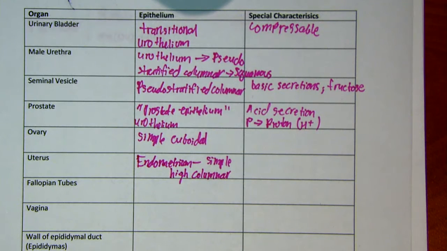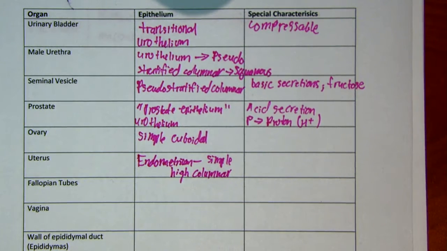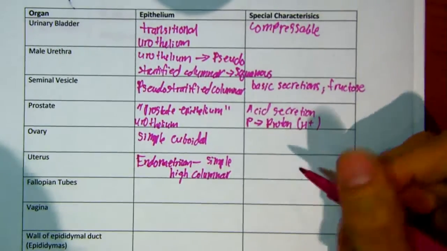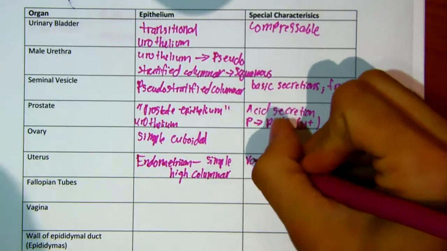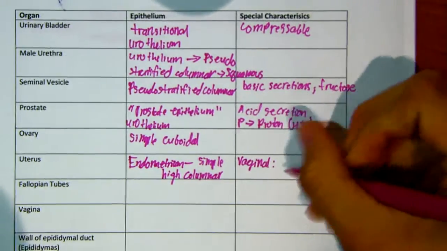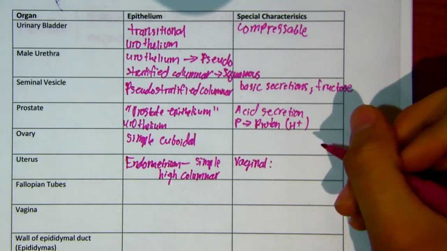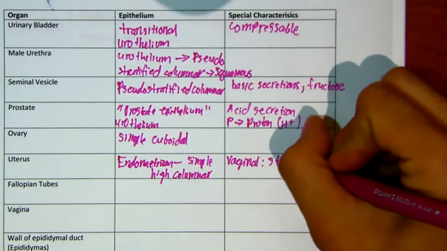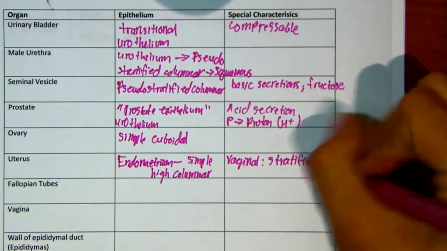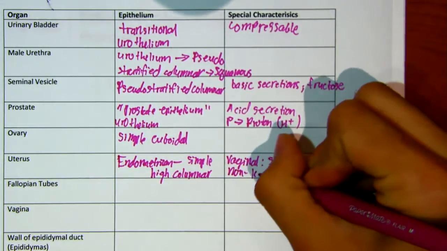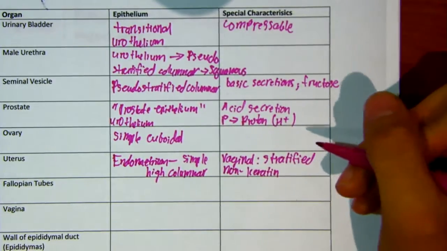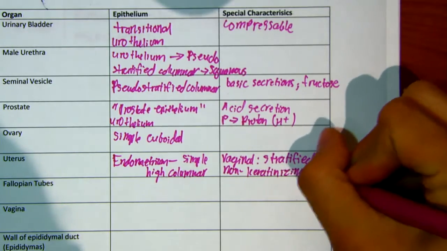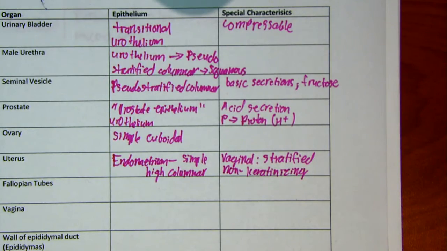All right, so the fallopian tubes. Okay, I'm just going to move that over here. I ran out of space. So, the vaginal portion. Good. So, stratified, non-keratinizing epithelium. This was similar to epithelium in what other organ? Yeah, awesome. The esophagus.